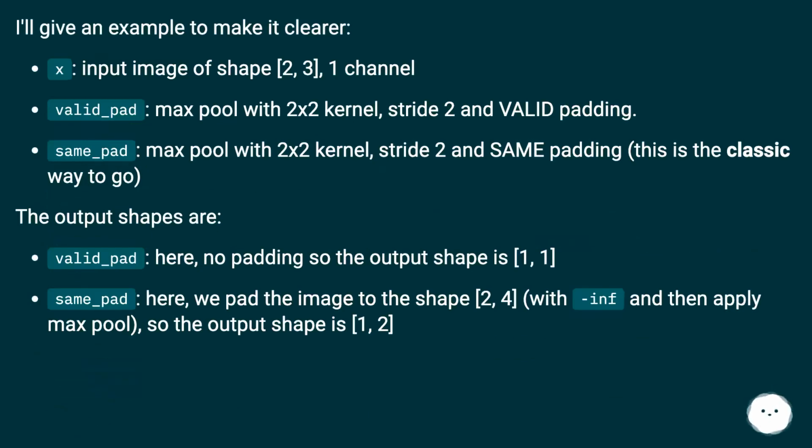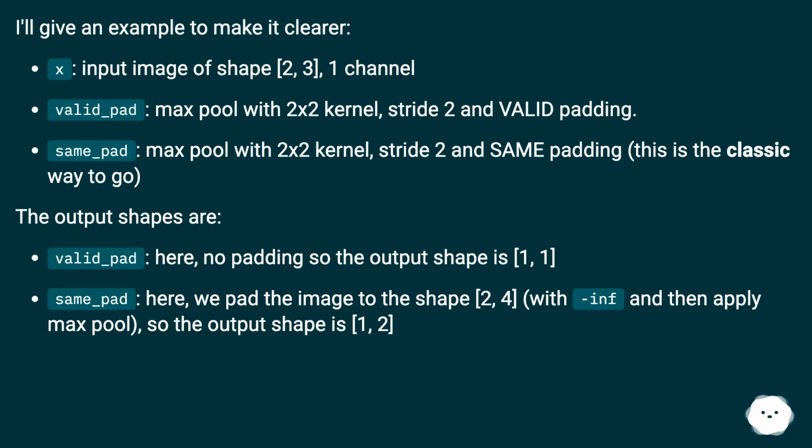I'll give an example to make it clearer. x is an input image of shape 2, 3, 1 channel. valid_pad is max pool with a 2x2 kernel, stride 2 and valid padding. same_pad is max pool with a 2x2 kernel, stride 2 and same padding. This is the classic way to go.